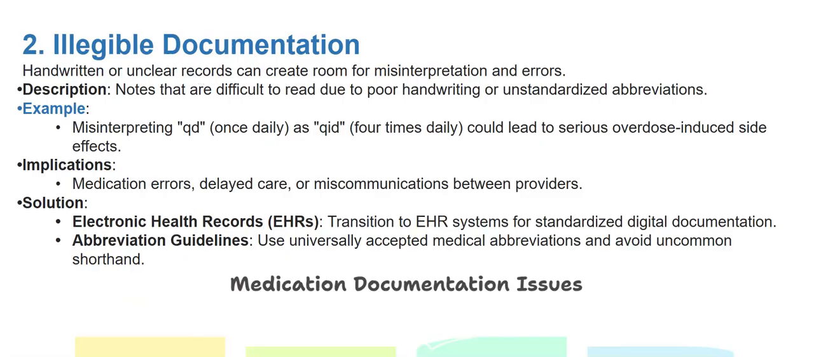Illegible documentation. Handwritten or unclear records can create room for misinterpretation and errors. Description: notes that are difficult to read due to poor handwriting or unstandardized abbreviations. For example, misinterpreting QD, once daily, as QID, four times daily. The only difference is QD is for once daily, QID for four times daily. This could lead to serious overdose-induced side effects.